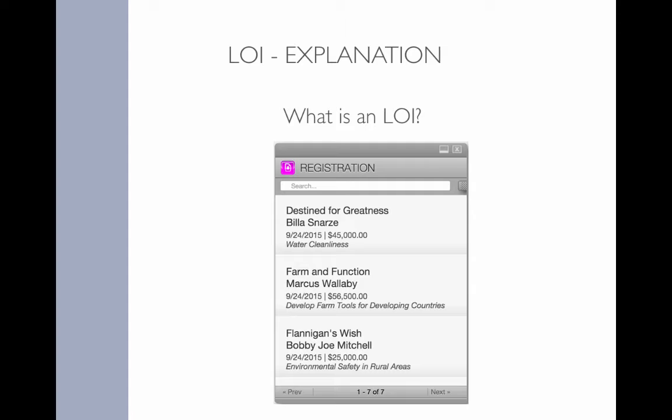So what is an LOI? An LOI is the initial form an applicant submits to indicate the intention of the applicant to apply for a grant. The registration process adds the organization and the person to your database and establishes proper relationships.